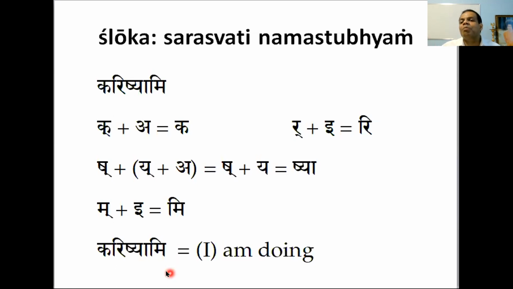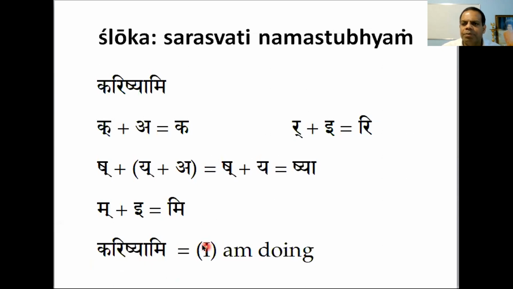Karishyami means I am doing, or I will be doing, or I am just about to do. Vidyarambham karishyami. There's some future element in it. Karomi means I am doing now. Karishyami means I'm just starting out to do. Because Vidya continues, isn't it? So it's in the future also. Vidyarambham karishyami. When you add the mi, it basically is I am doing. The I is implied in the word karishyami.